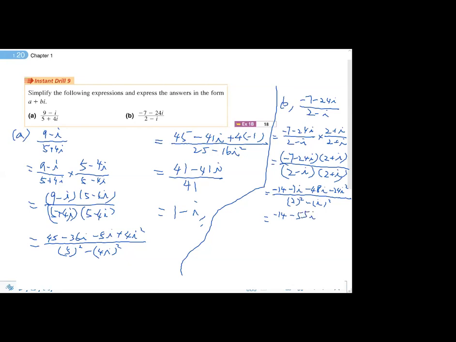55i plus 24 over 4 minus negative 1. So we will have 10 minus 55i over 5, and then split into two parts, 2 minus 11i. So that is the final answer. It's okay?